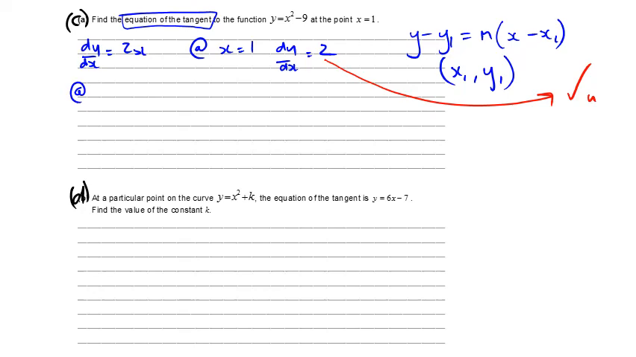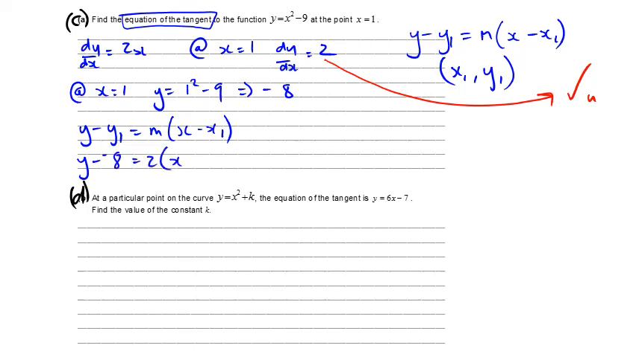So at x equals 1, y equals 1 squared minus 9, which is negative 8. So now we've got y minus y1 equals m into x minus x1. Y minus negative 8 equals 2 bracket x minus 1, which will come out in the wash and give you y equals 2x minus 10. And that there is what you needed for a merit tick. Okay, a lot of you, yeah. Any questions with that one?